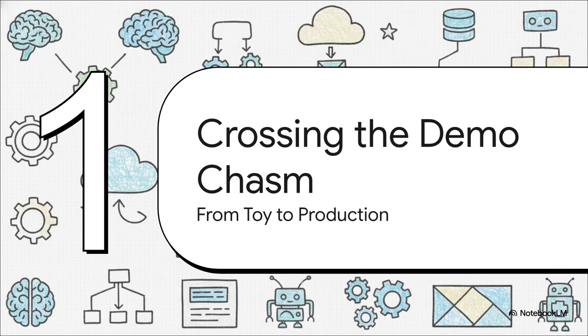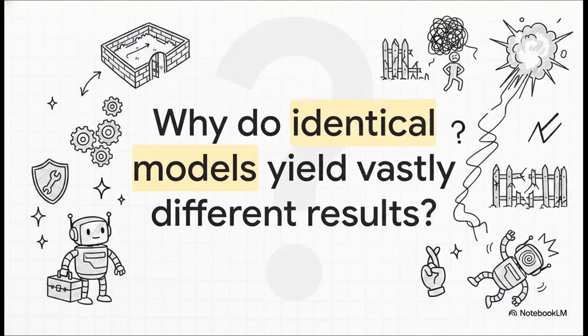All right, part 1. Crossing the demo chasm, from toy to production. To kick things off, we really need to shatter a super common illusion in the generative AI space right now. It's this idea that a raw language model alone can basically just act as software. The harsh truth is a naked model cannot maintain state across a long project. It can't run a test suite, it can't browse the web, and it certainly can't enforce your business approval rules.